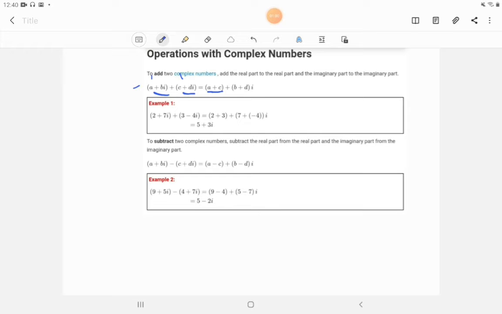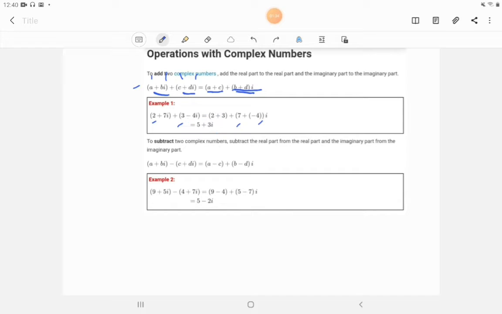Then we also add the imaginary parts to the other imaginary part. And we can just simply factor out the i, the imaginary number. So the imaginary part here is bi, here di. So b plus d and i. So for example, we have 2 plus 7i plus 3 minus 4i. So we simply add 2 with 3 and then 7 with negative 4i. And the resulting complex number is 5 plus 3i.